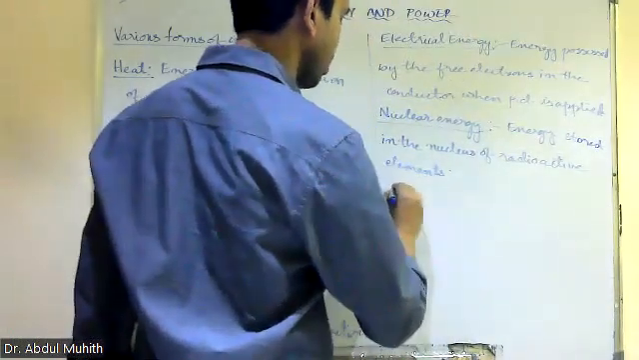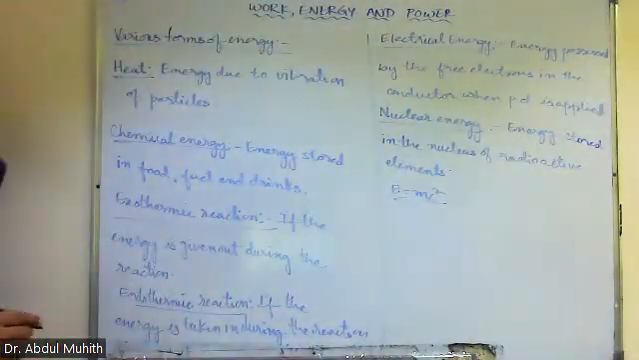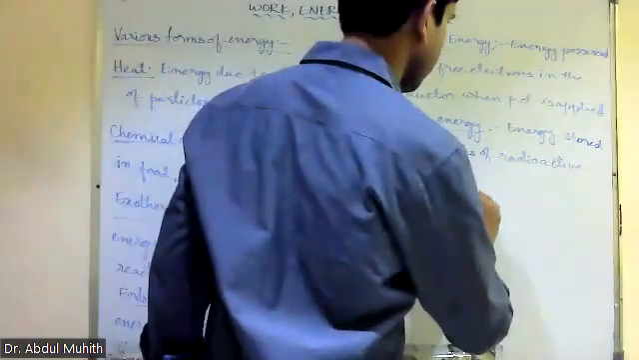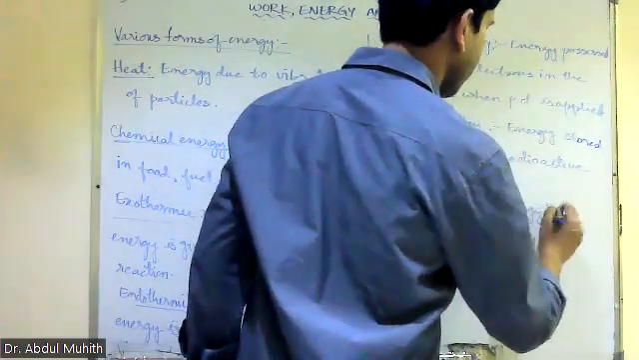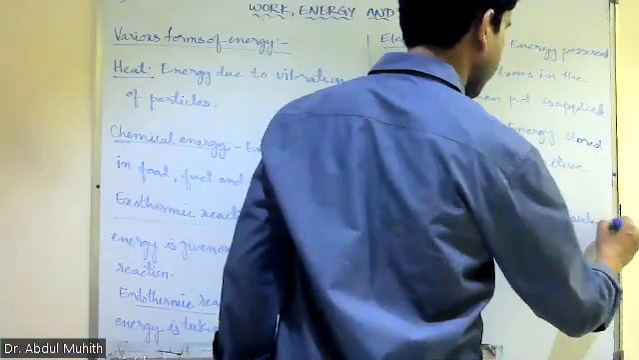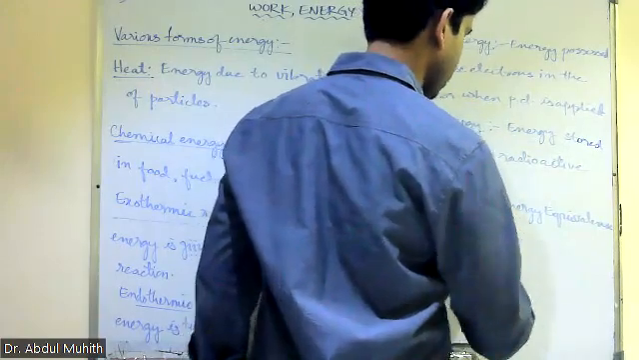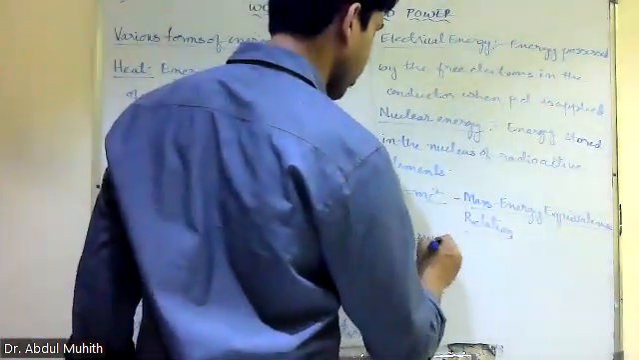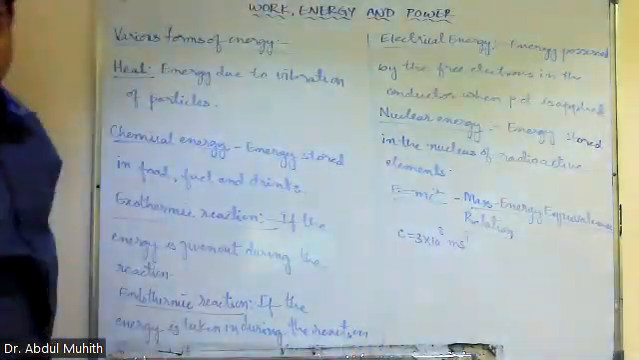Other than that, we have E is equal to mc square, Albert Einstein's mass energy equivalence relation. So we have E is equal to mc square, where c is the speed of light. c is equal to what? 3 into 10 to the power of 8 meter per second, and m is the mass.